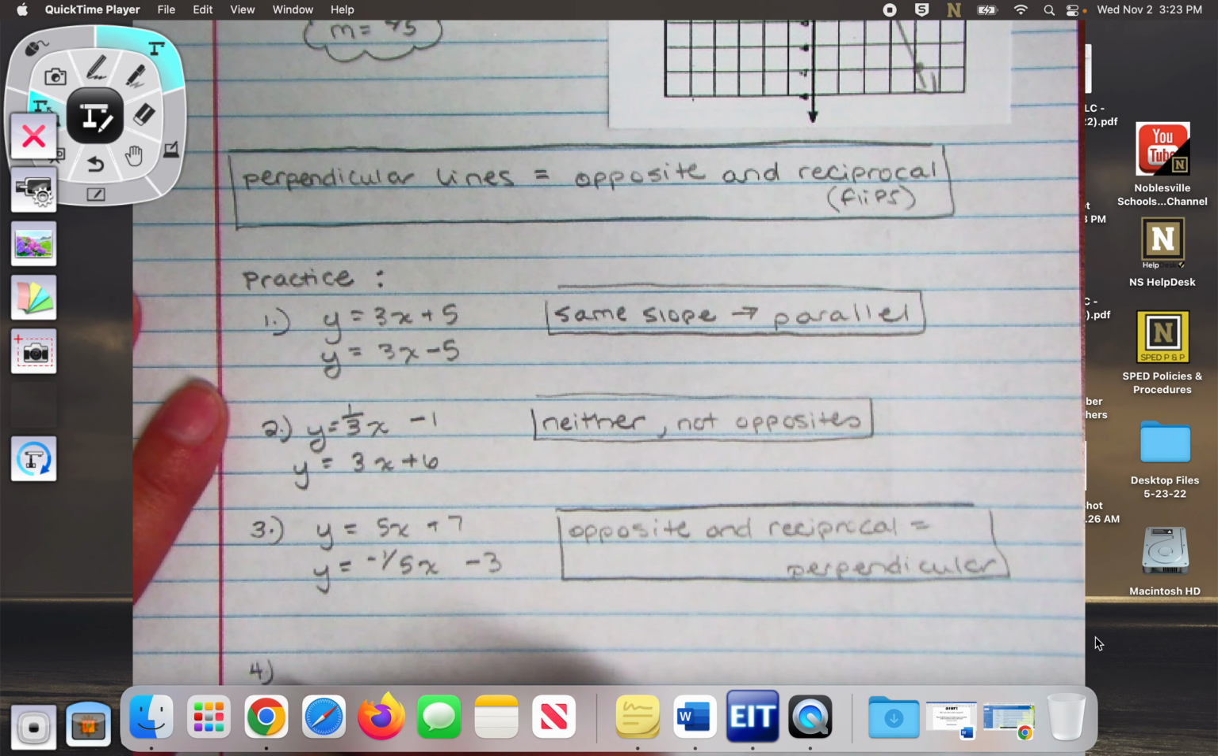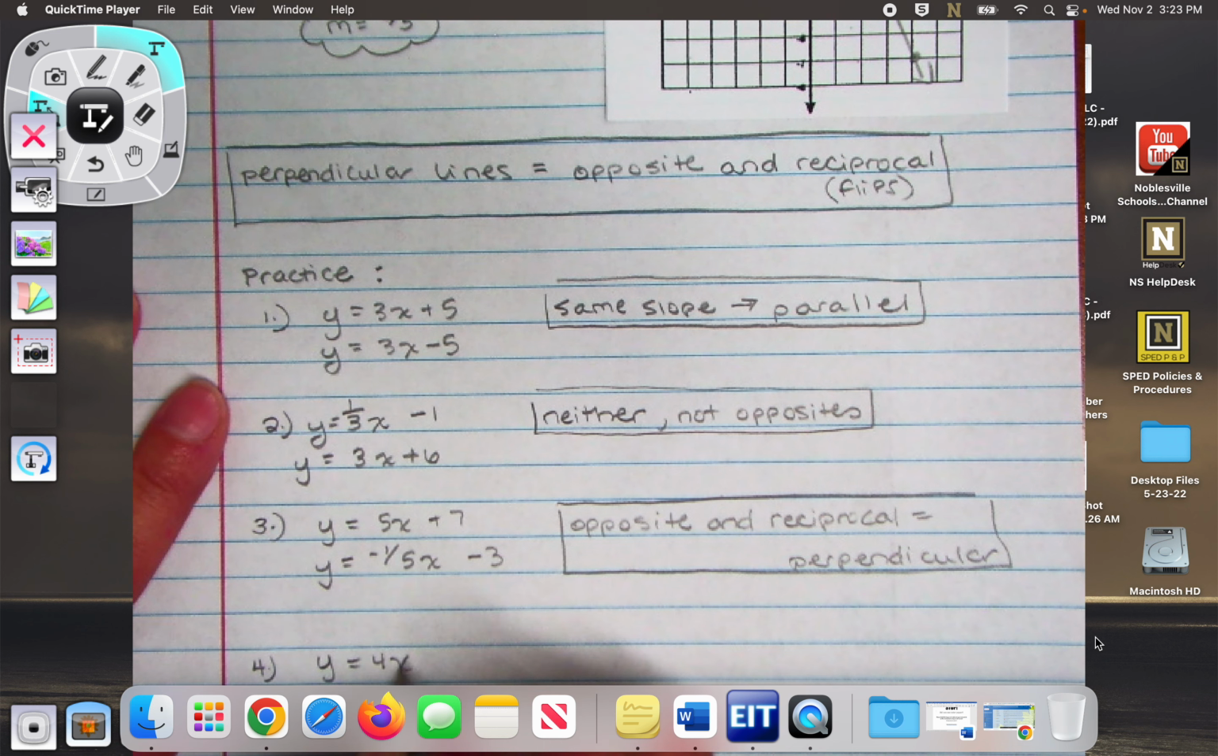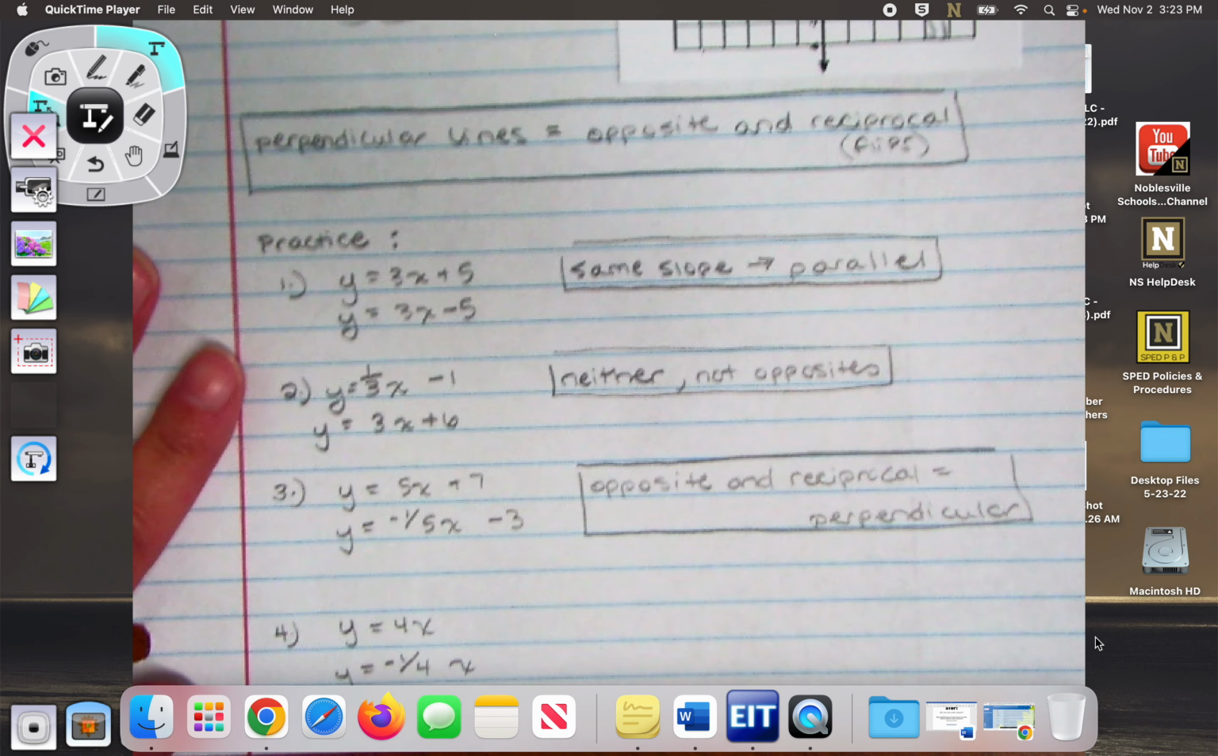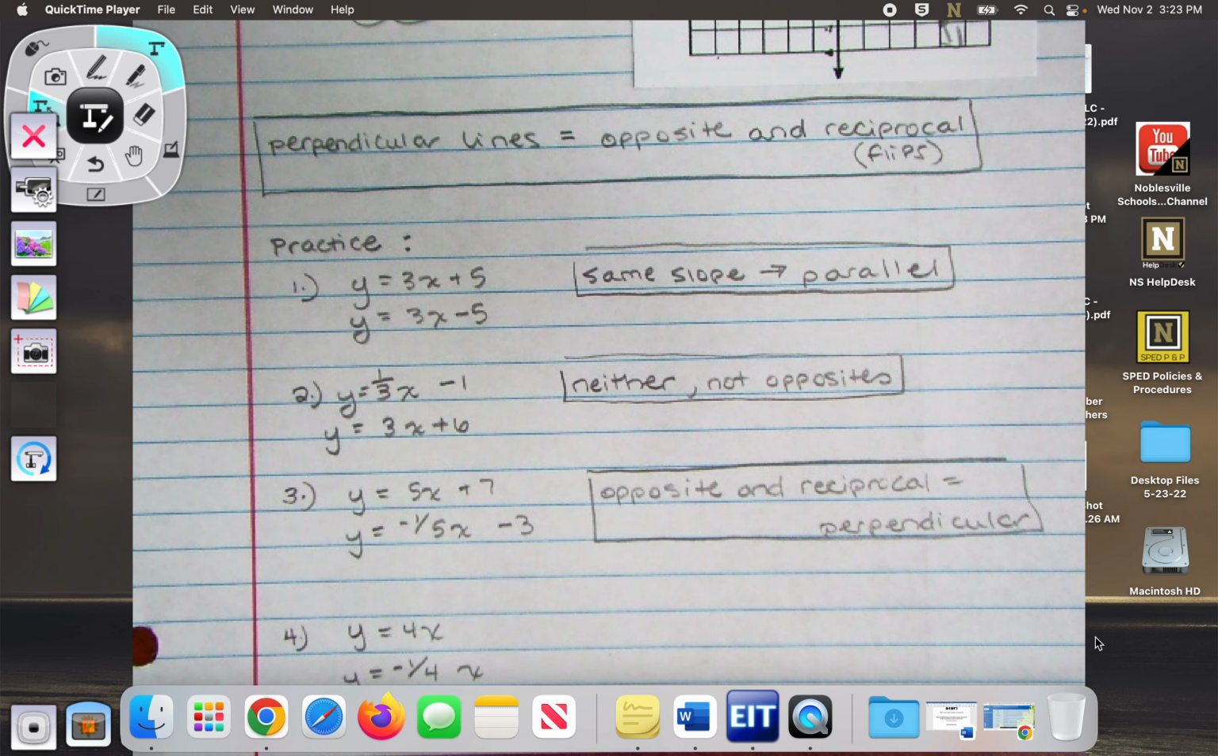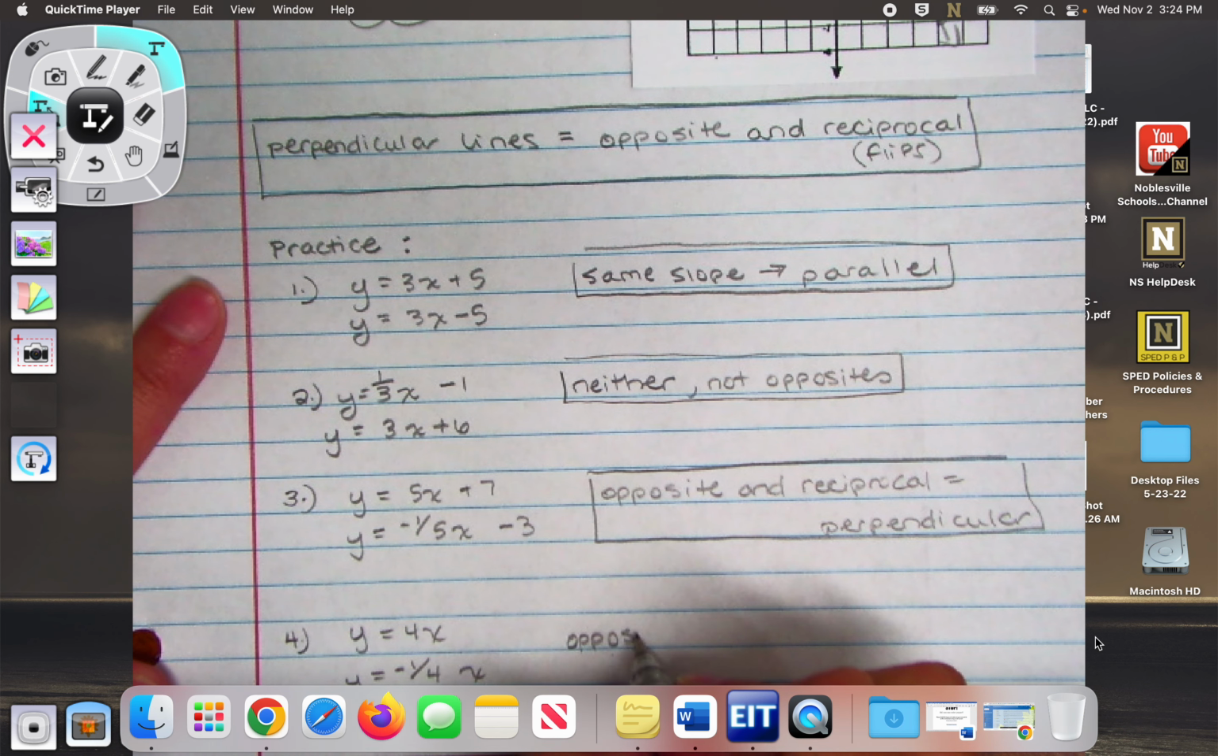And the last one. Mason? They are perpendicular. What is the y-intercept of both of these? 0, right? So one of them is then increasing 4 over 1. One of them is decreasing 1 over 4, so that's going to make a perpendicular line. So these are opposite and reciprocal.